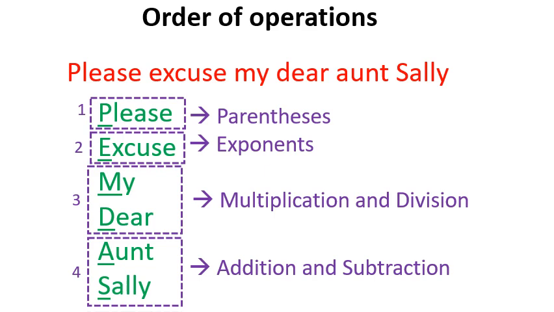So again, to reiterate, the first step is that we solve what's in parentheses. Next, we apply any exponents. Next, we do multiplication and division, all in one step. And then in the next step, we do addition and subtraction, all in one step. And the way we can remember the order of these is by the first letter in each word in the phrase, please excuse my dear Aunt Sally.